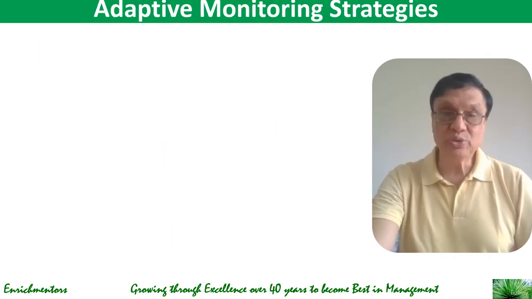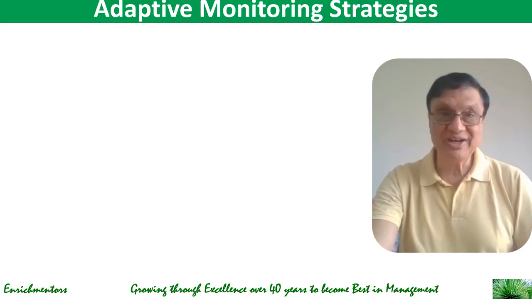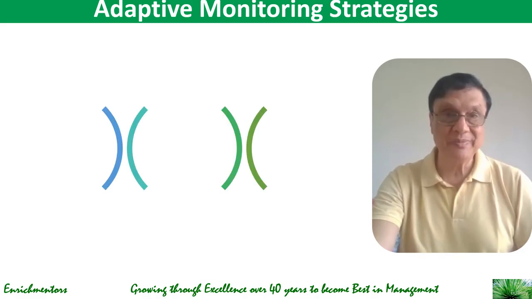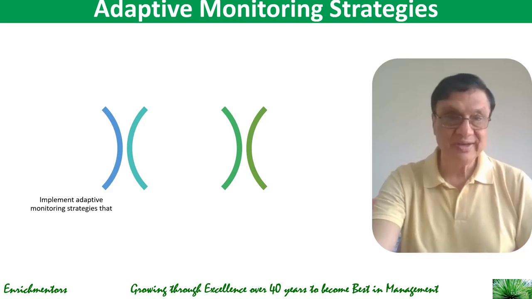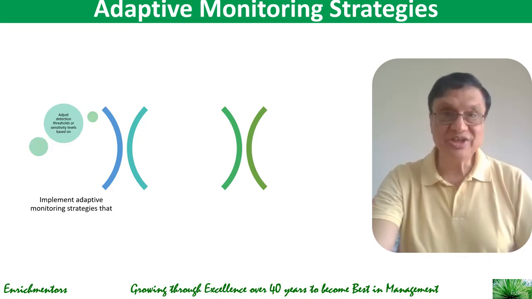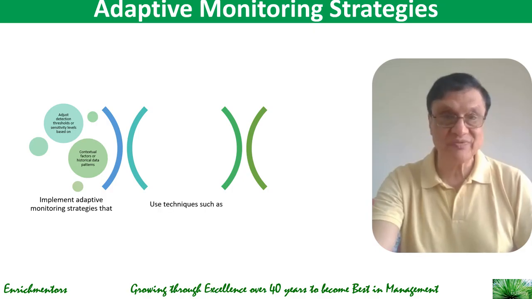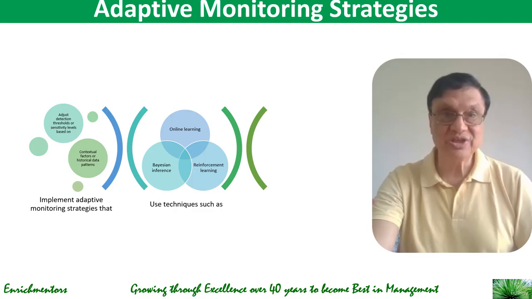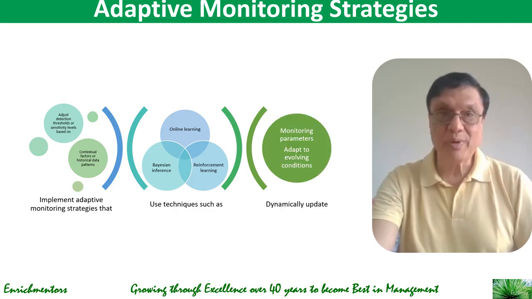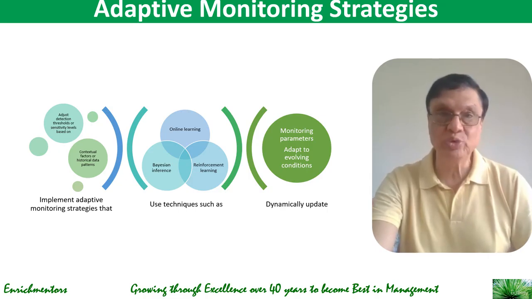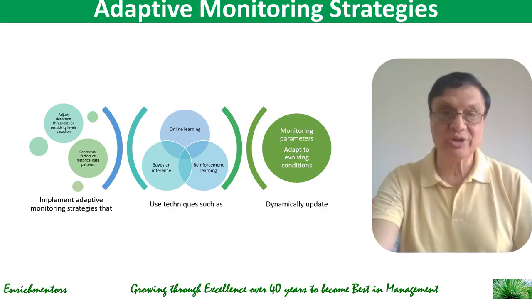And there are also adaptive monitoring strategies. You can implement adaptive monitoring strategies which adjust the detection threshold and sensitivity levels based on contextual factors or historical data patterns. You can use techniques such as online learning, reinforcement learning, or Bayesian inference to dynamically update monitoring parameters and adapt to evolving conditions. So you don't have to do it manually; you can automate the whole process.